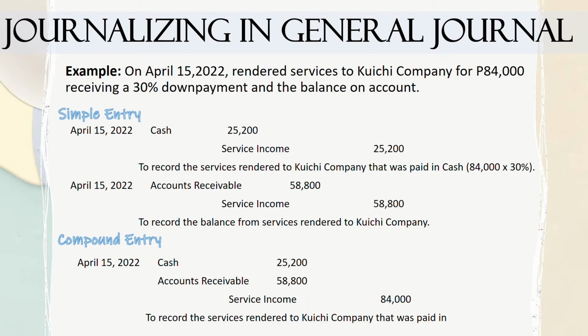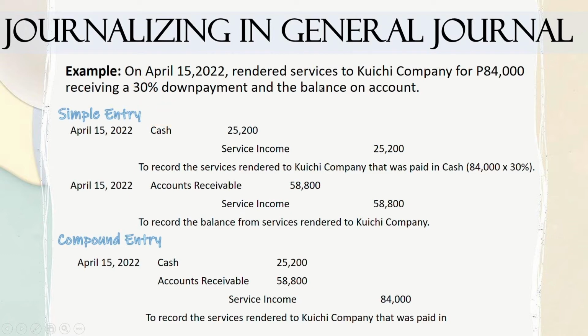For example, here is the business transaction. On April 15, 2022, rendered services to Koichi Company for 84,000, receiving a 30% down payment and the balance on account. So in this transaction, since you rendered a service to your client, it means that you will have a service income. But then, there is an additional information here that you have received 30% down payment.